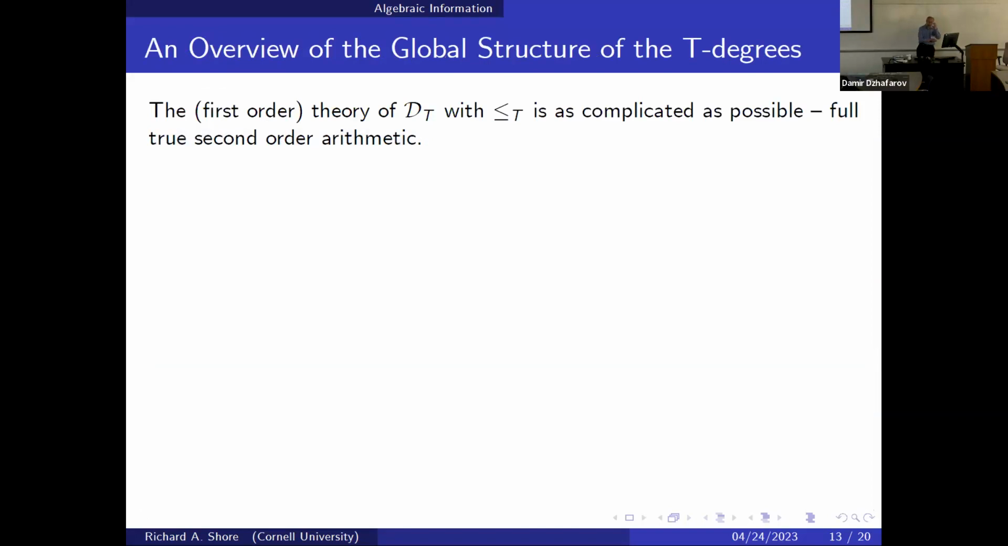Okay, so now we want to move into what I call other aspects of the global. These are the algebraic aspects. You might think of these as local properties, like whether this element is below that element, the order. But the global questions are like the decidability of this ordering, definability, automorphisms. Questions like that. So the situation with the Turing degrees, as we said, is very complicated. How complicated is the first order theory of the Turing degrees? Well, it's as bad as it could possibly be. It's full, true second order arithmetic.